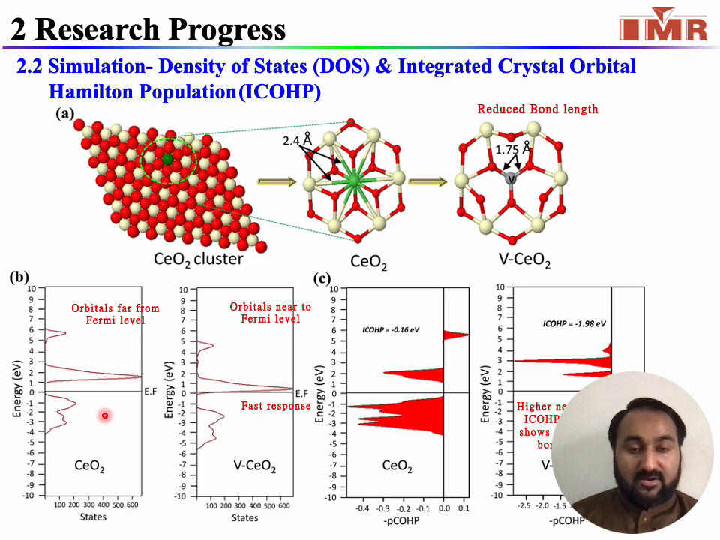And here, in the case of VCeO2, the orbital is very close to the Fermi level. That also means a fast response rate, and the higher isotherm value also results in the same.